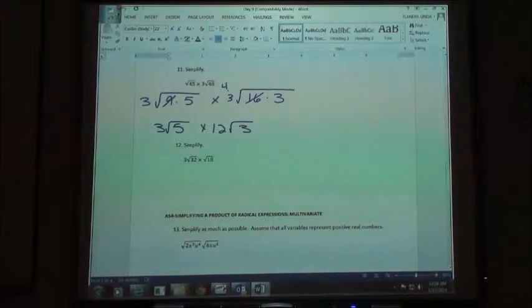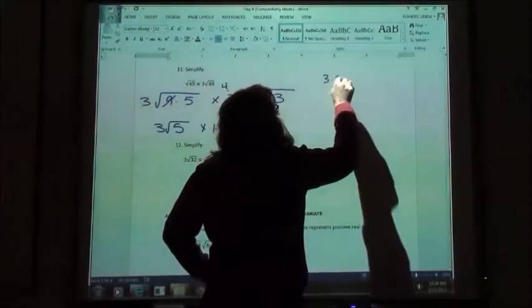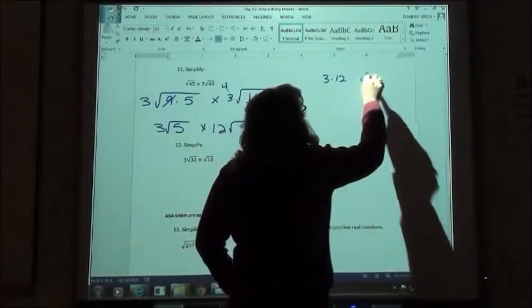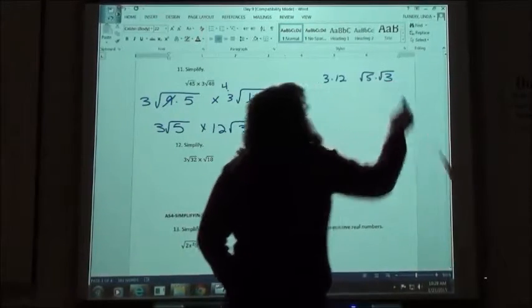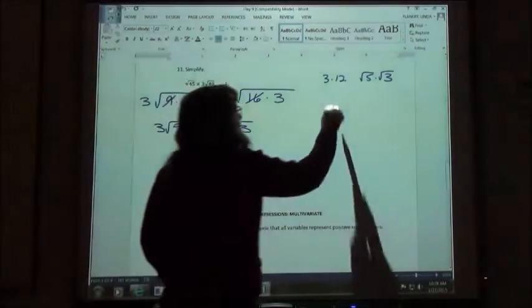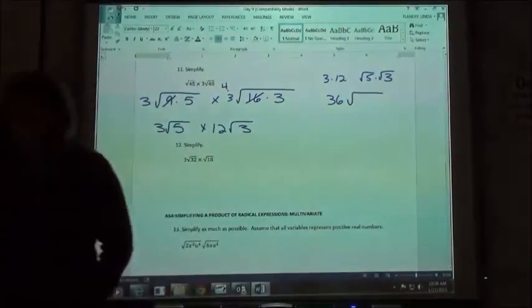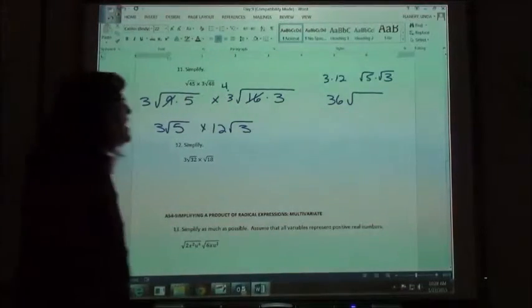So now I want to multiply them together. I'm going to take the 3 times the 12, and I'm going to take the square root of 5 times the square root of 3. The 3 times the 12 is 36. The square root of 5 times the square root of 3 would be the square root of 15.